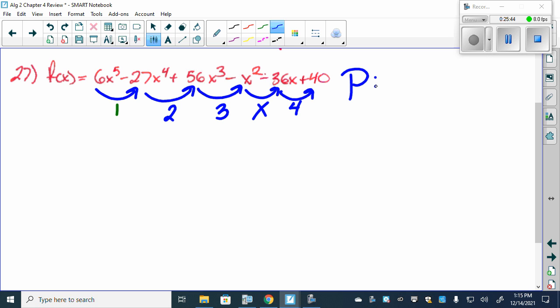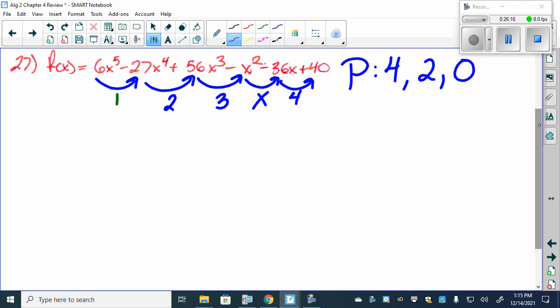So the number of possible positive solutions is 4, because that's the maximum number we can have, since we have 4 sign changes, or any even number less than it. So we could subtract 2. So the number of possible positives is 4, 2, and 0. Any questions on this here before we do the negatives?